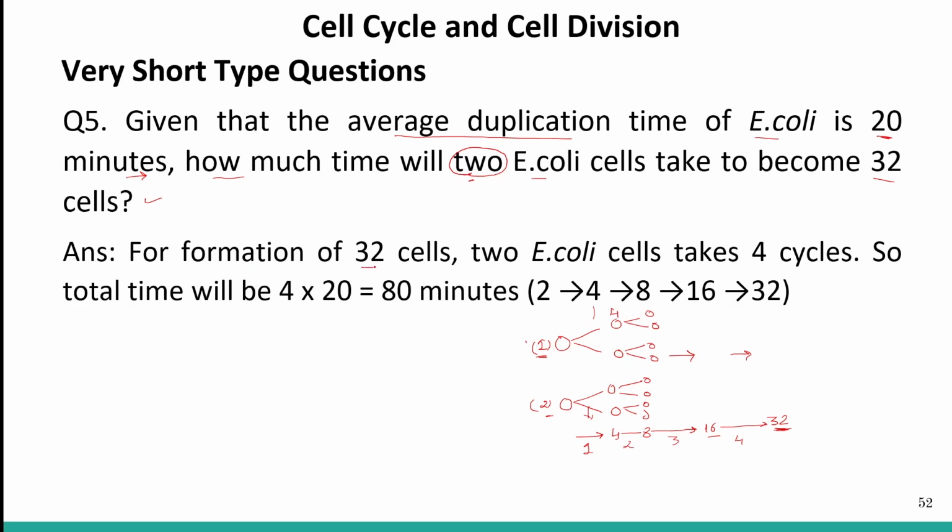So for the formation of 32 cells, E. coli takes 4 cycles. And for one cycle, they have already given the information: the duplication time is 20 minutes. For 4 cycles, it will be 20 into 4, that will be 80 minutes. So the answer is 80 minutes.